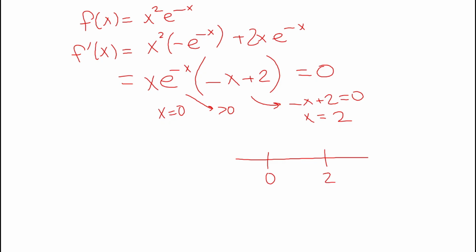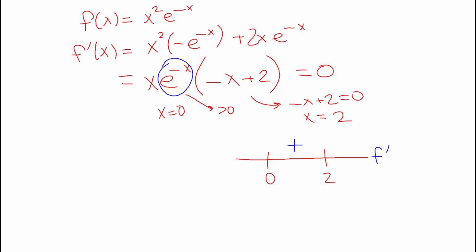Remembering that e to the negative x is always positive, when I make my sign chart I can just ignore that term, right? Because it's not going to affect the sign of the derivative. So if I plug in something like 1, x is positive, and negative x plus 2 is positive, so we end up with a positive in the middle.